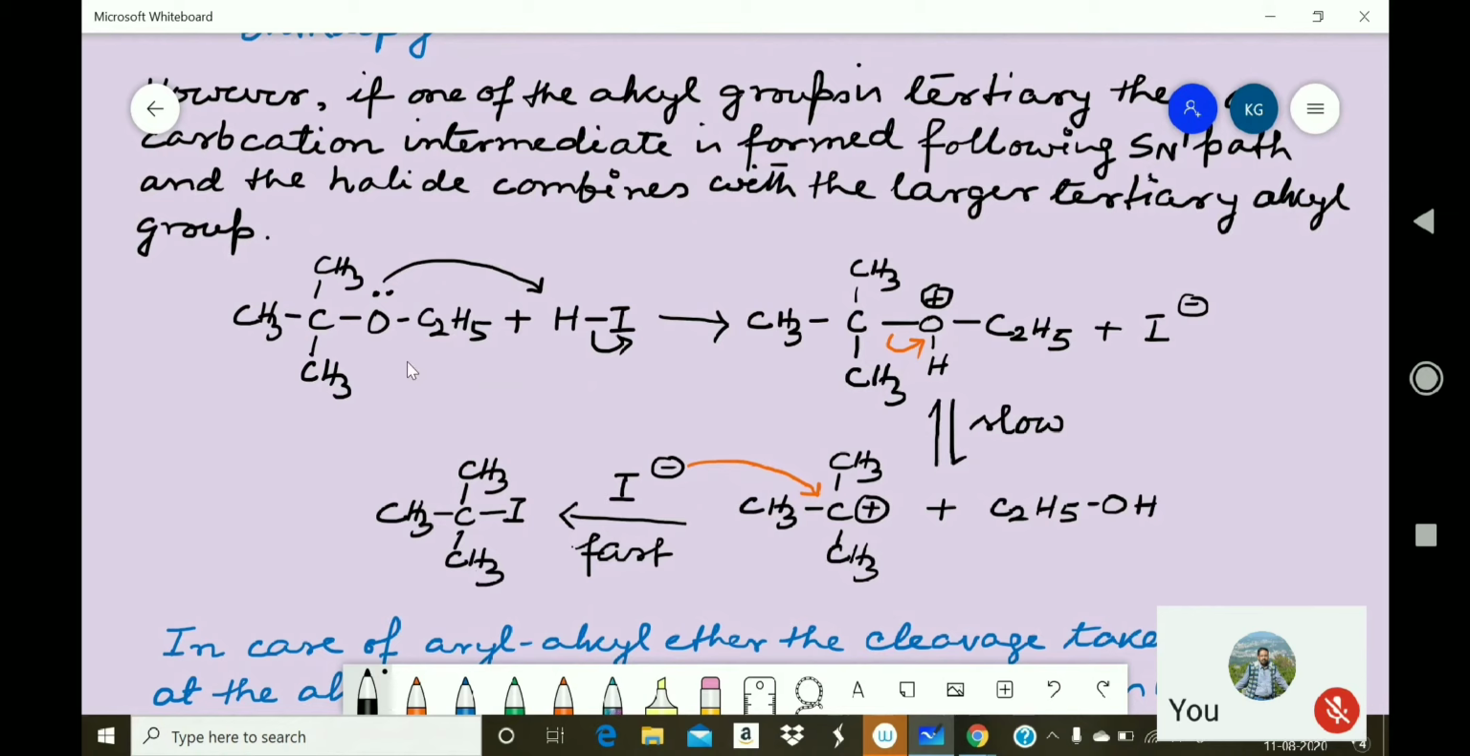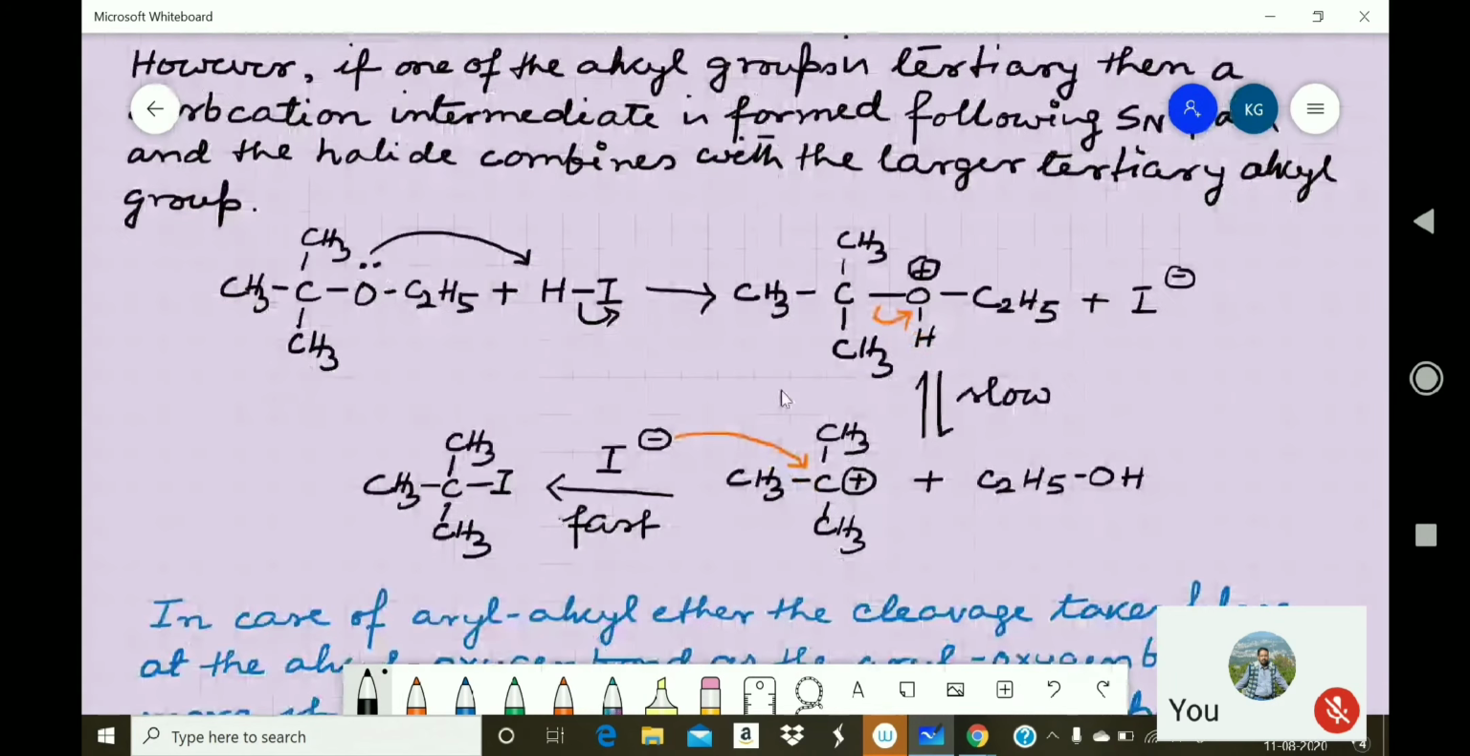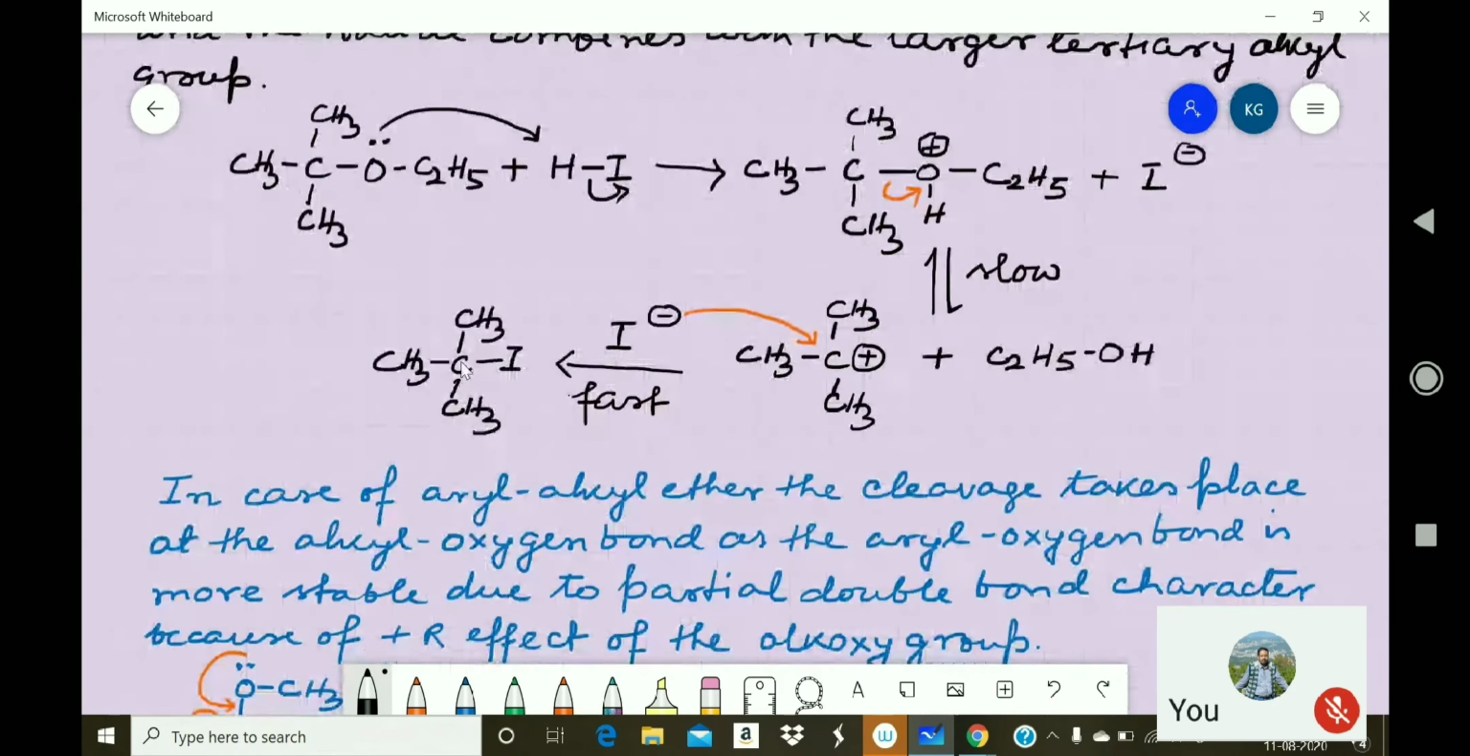So here you can follow that. So far I have discussed that in this type of reaction, the halide usually attacks the carbon which is smaller, I mean containing fewer carbon atoms, or rather the primary carbon atom. But here in this case, because there is a possibility of formation of a 3-degree carbocation from this part, the bigger group is attached with the halide and the smaller group gives rise to the alcohol.